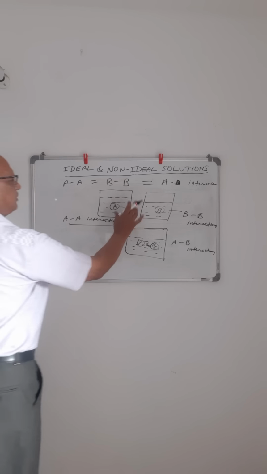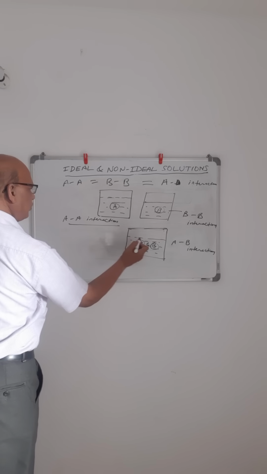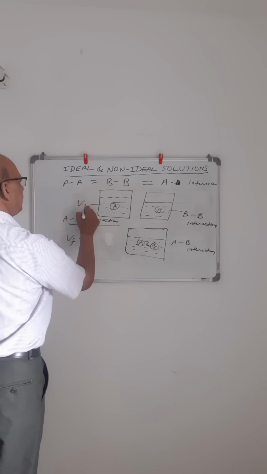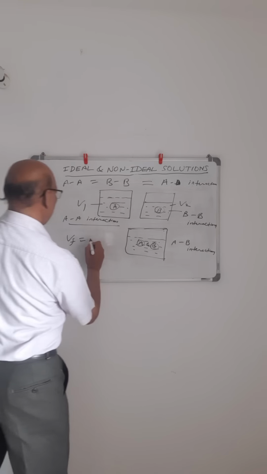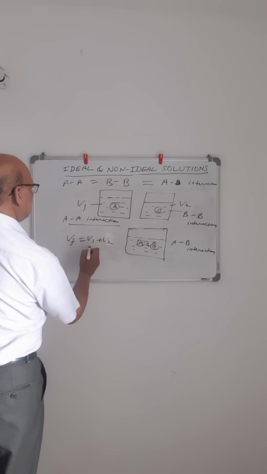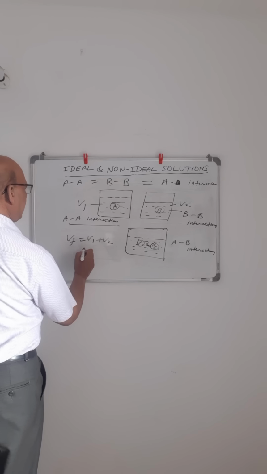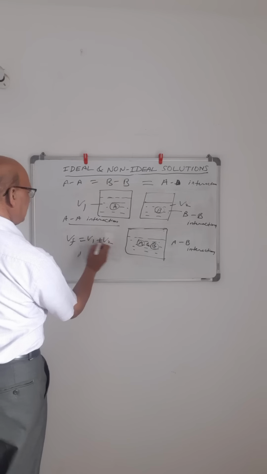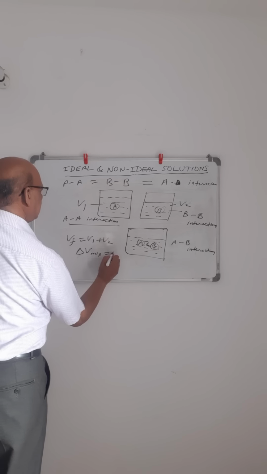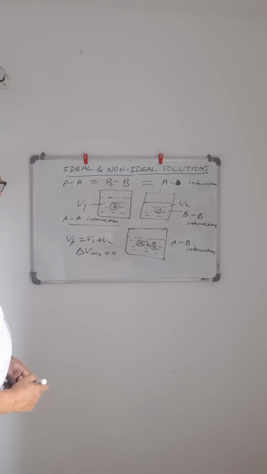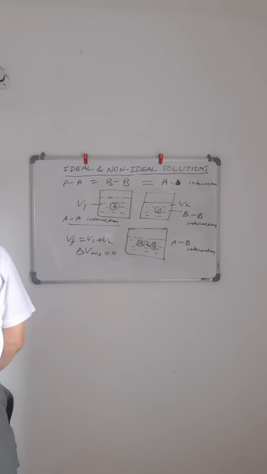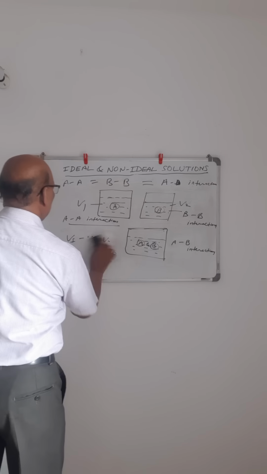Because if we mix the two liquids, then the final volume of this mixture, V final, will be equal to, say, this is volume V1, this is volume V2, then V final will be equal to V1 plus V2. Okay, and this delta will be 0. That means V final equals the summation of the two. So we can say that delta V mixing is 0 in case of ideal solutions, because the interactions are almost identical. So the volume will neither increase nor decrease.